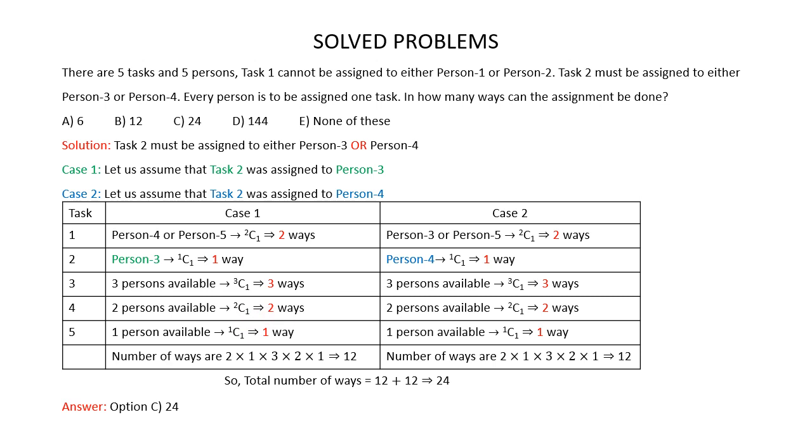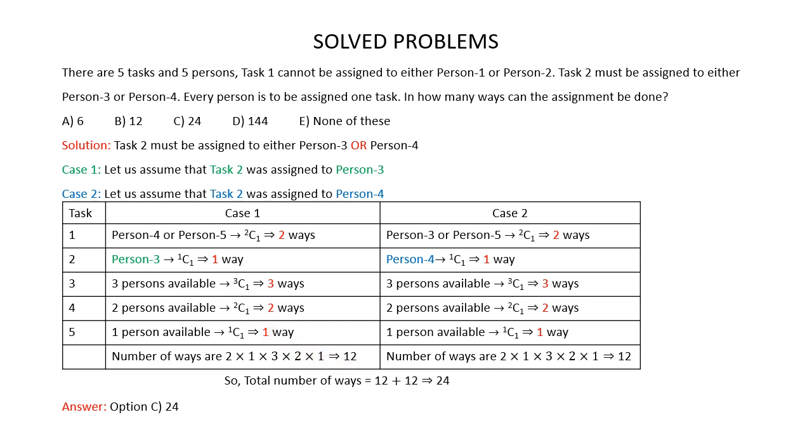Now for task 5, only one person is available. So this one person can be selected in one way. So totally the number of ways in case 1 are 2 multiplied by 2 multiplied by 1 multiplied by 3 multiplied by 2 multiplied by 1, which is nothing but 12.